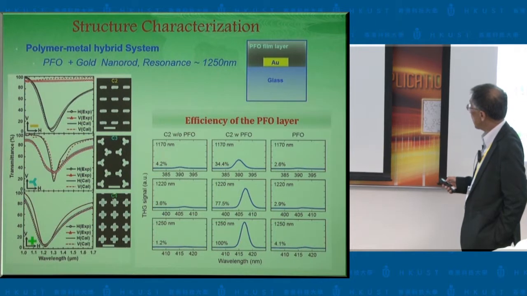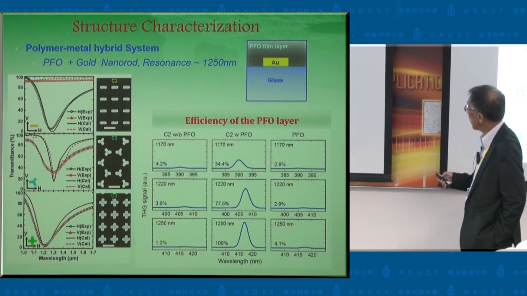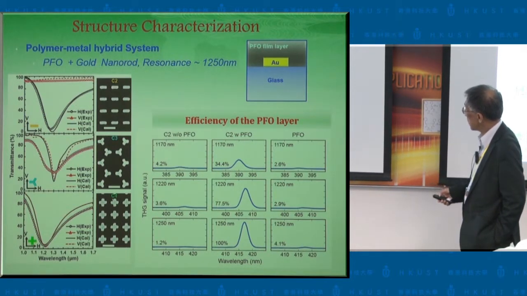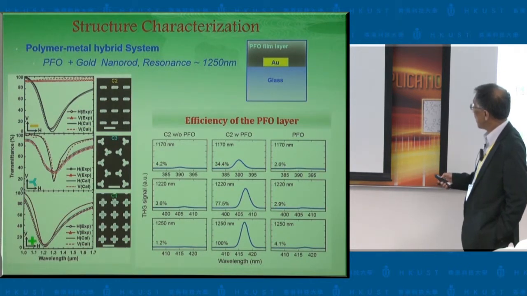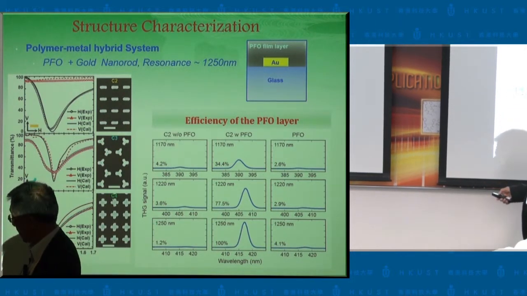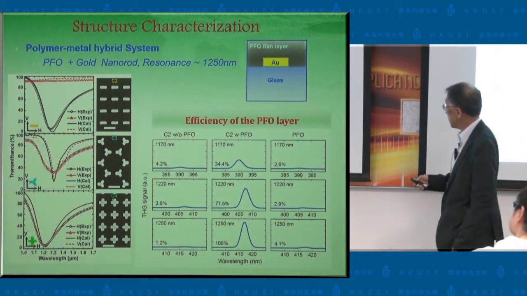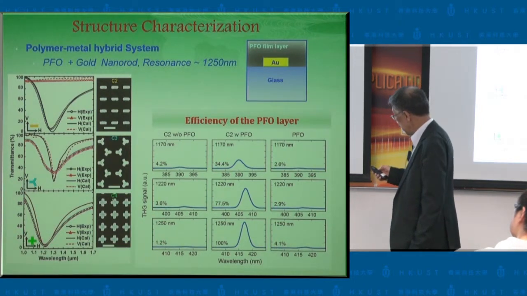Looking at the PFO itself as a control, in fact we don't see any harmonic generation. And then you have the C2, in this case with no PFO, so just the plain structure in air. We can see some minute response on that. Whereas when you have the PFO, now you have a very strong coupling, and of course there's wavelength dependence on the excitation wavelength to give you the higher harmonic generation.